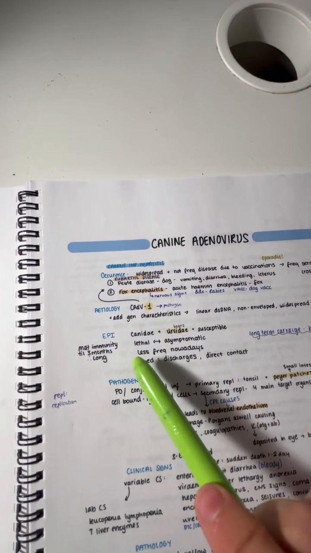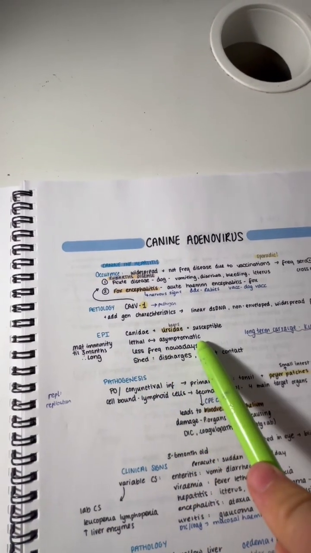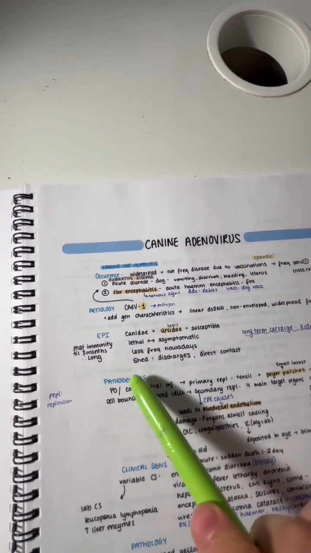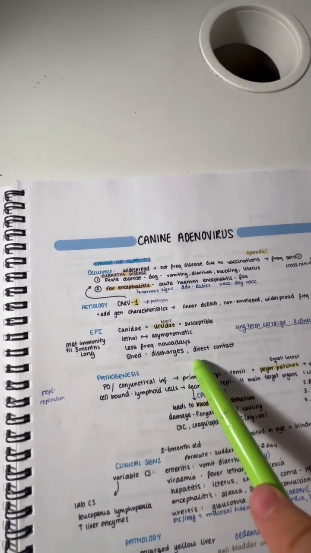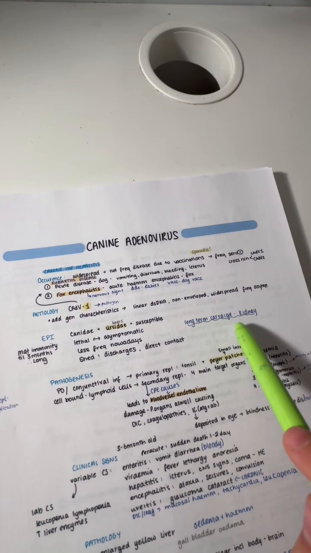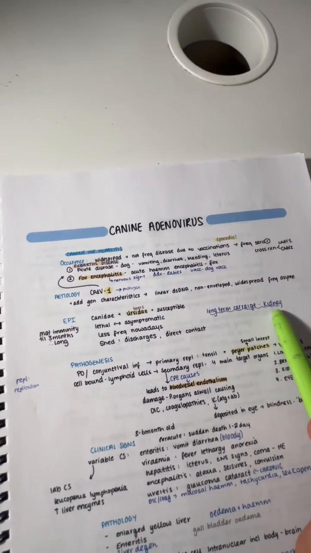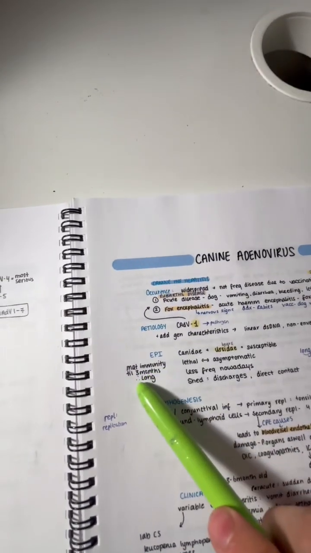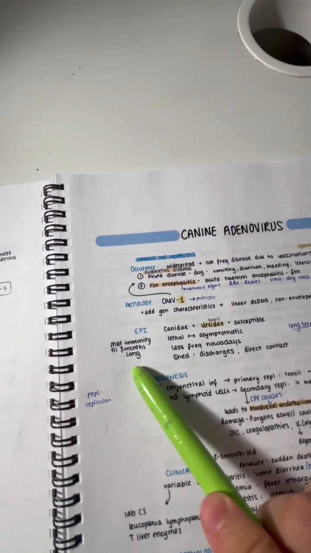The severity can range from lethal to asymptomatic. It's less frequent nowadays, and it's shed in discharges and direct contact. Long-term carriage happens in the kidney, and maternal immunity to the disease lasts 3 months.